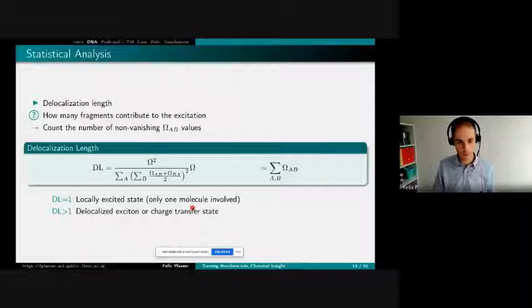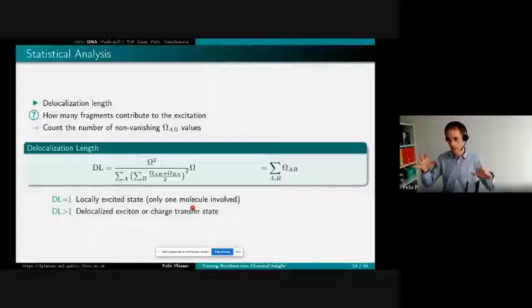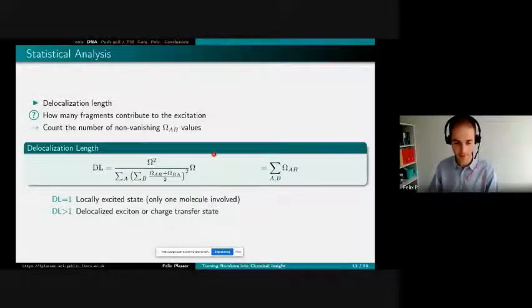So what people are interested in is how many bases are involved. So do we have a delocalized exciton or do we have a local excitation? And what we're computing here is the delocalization length. I mean, I messed up the slide, sorry. But anyway, this omega belongs to that side, if you wonder about this.